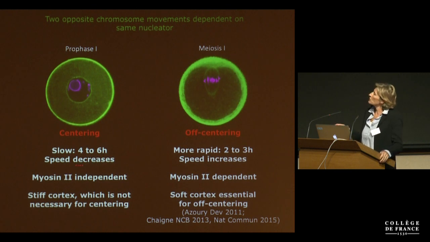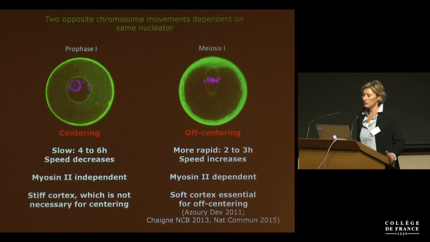So one motion is relatively slow. It takes 4 to 6 hours, and the speed of the nucleus decreases as the nucleus reaches the center, whereas the opposite motion is more rapid. It takes 2 to 3 hours, and the speed of the spindle increases while it reaches the cortex. This motion, as I've just shown, is myosin 2 independent. This one requires myosin 2. This motion, I didn't show you this, is totally independent from the properties of the cortex, whereas this opposite motion really requires cortex softening in order to be efficient.